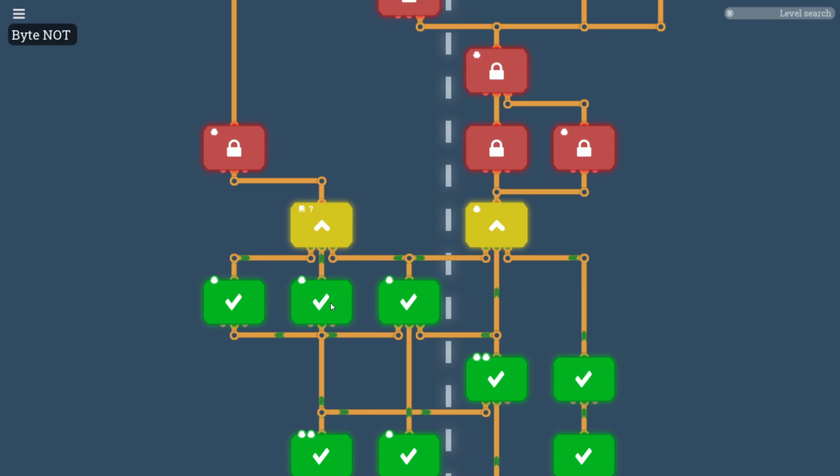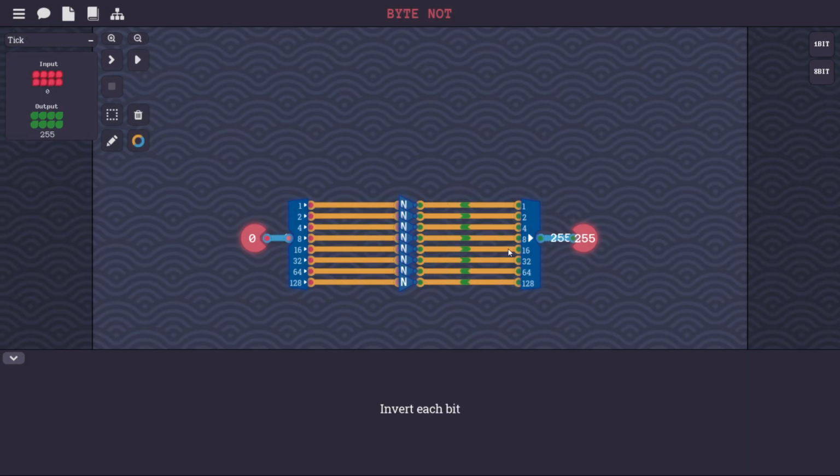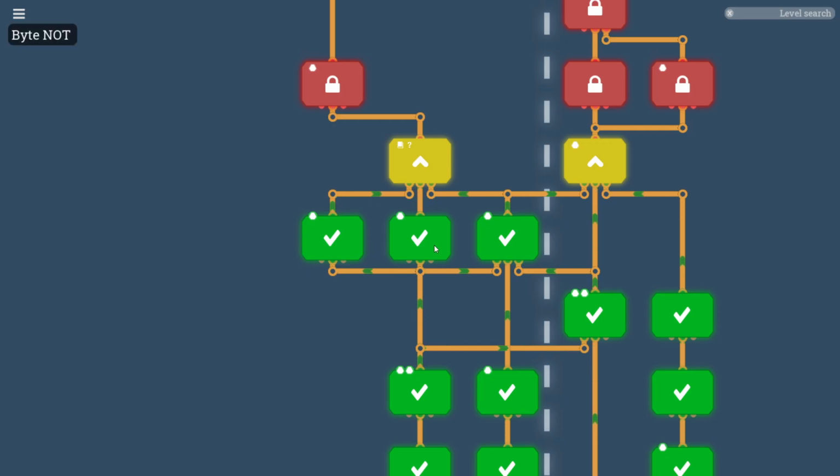I think in the previous class we did this level, which is byte not, whereby we are able to negate each bit of a byte. And we saw how these kinds of circuits are going to be implemented and used in the ALU, arithmetic logic units, to perform mathematical operations and represent other numbers.